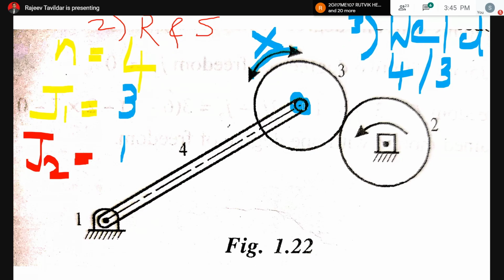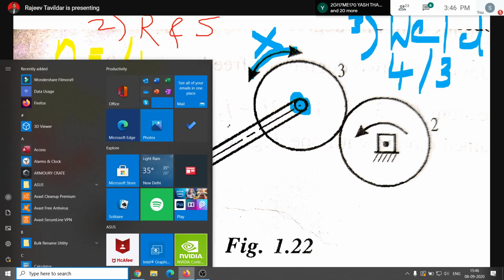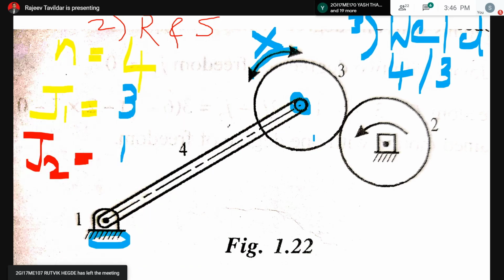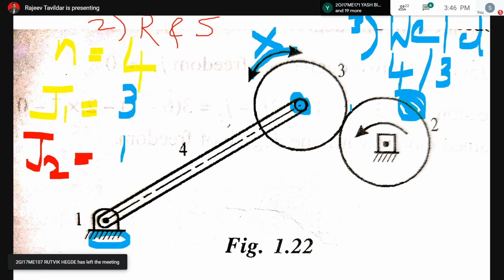So link 4 and link 3 will not be separate because it is welded. There won't exist any relative motion between these two things, that is the roller and the connecting rod. It is welded, which means it will be treated as unity. So this together will give you one link. The second link is this as usual fixed link, and the third link will be this roller over here.